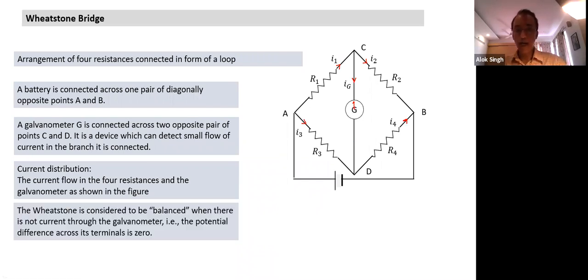Now we call it a balanced Wheatstone bridge. What does the word balanced mean? The Wheatstone bridge is considered to be balanced when the current flowing through the galvanometer is 0. There is only a particular condition in which the current will become 0, when the potential across points C and D, to which the galvanometer is connected, becomes 0. So the Wheatstone bridge is balanced when there is no current through the galvanometer and the potential difference across its terminals is 0. Now we'll calculate that condition. Very simple calculation.